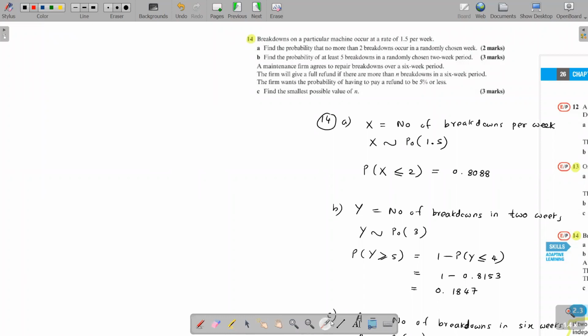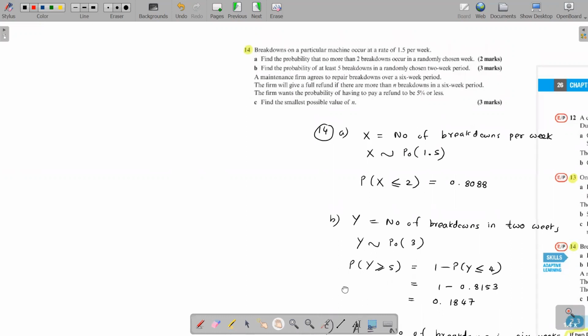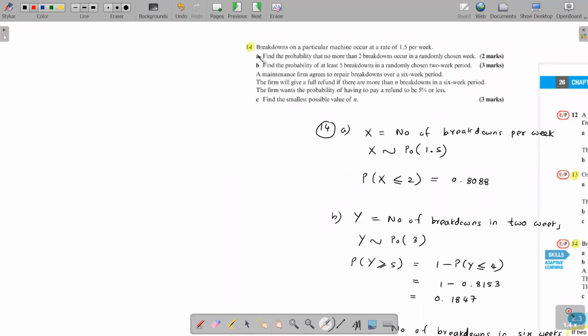All right, guys. So now I'll do the last question in this exercise, in order for you to understand this really well. So we'll do one more question. Question number 14: breakdowns on a particular machine occur at a rate of 1.5 per week. So guys, can you see the interval is per week? The rate is 1.5 breakdowns. So the lambda value is for the breakdowns and the interval is per week. Find the probability that no more than 2 breakdowns occur in a randomly chosen week.